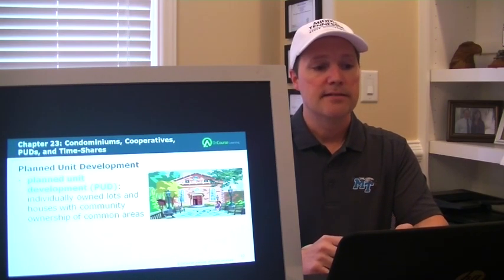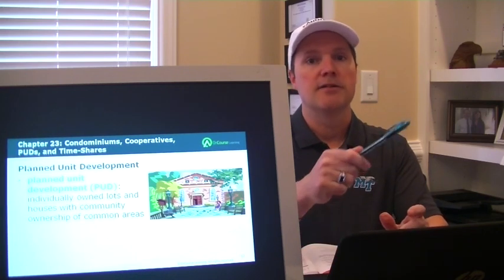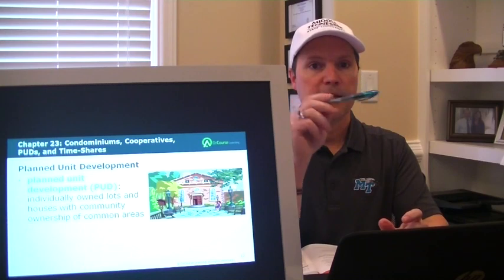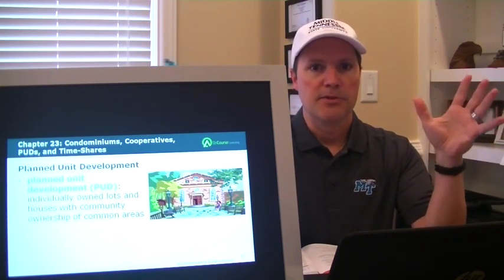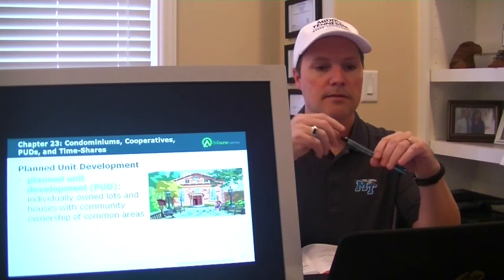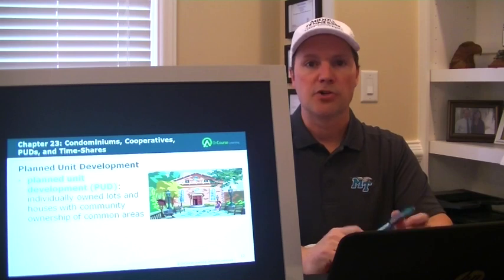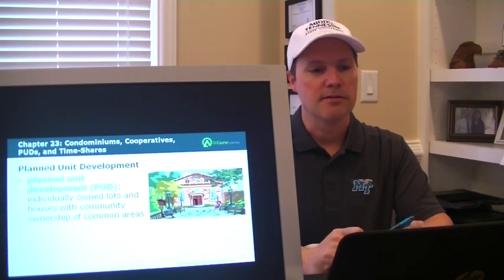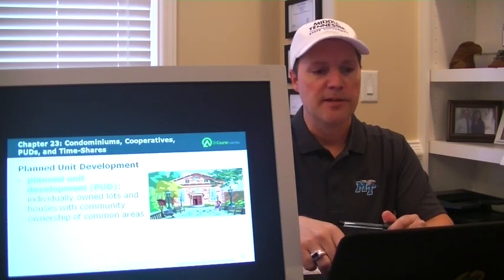So individual owned lots and houses with community ownership of common areas. Okay, so in the back of my house, there's a lake, man-made lake, that there's a common area that people can go into. And then you have the common pool, and then other areas of a trail and walking areas. So you can see how that works for planned unit development.